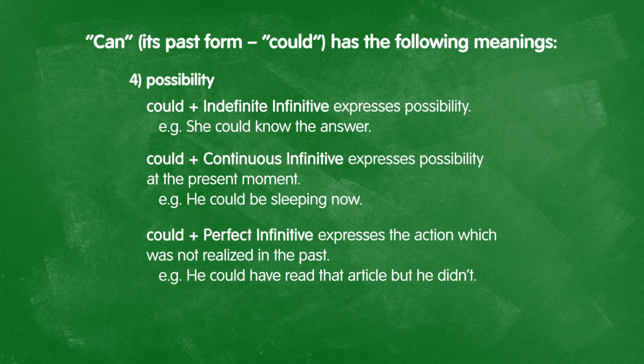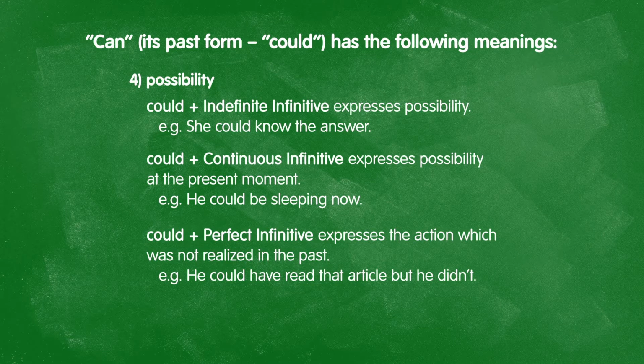Now, could with the continuous infinitive expresses the possibility at the present moment, kind of like the last one, but in this case it's an action. Like in the sentence, he could be sleeping now. Here I'm expressing what he's doing right now, what action he is in the middle of. In the prior example, I was saying that she could know. It's more of a state, or more of a habitual or more permanent occurrence.